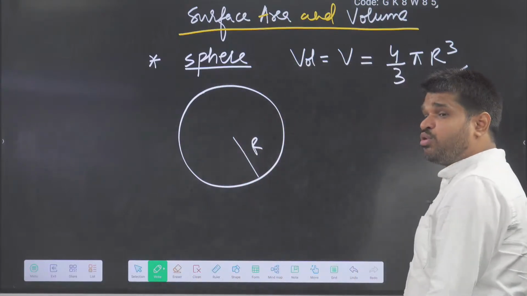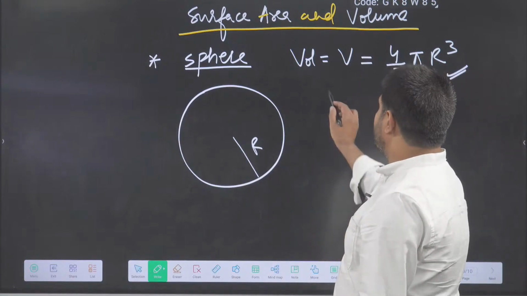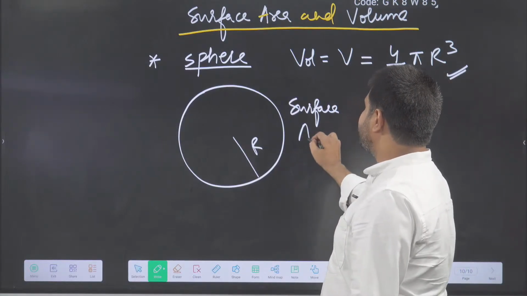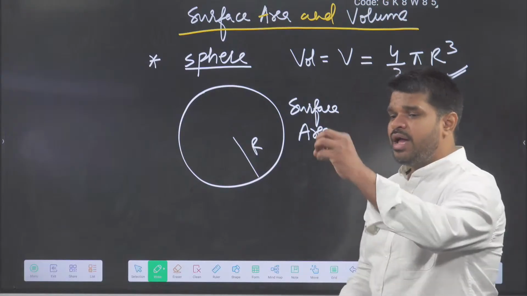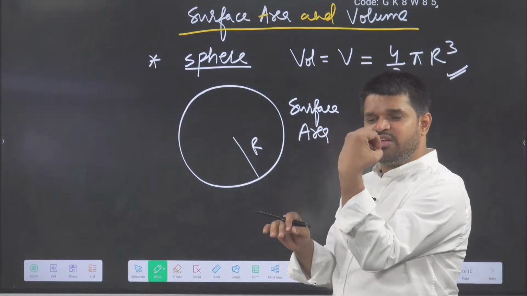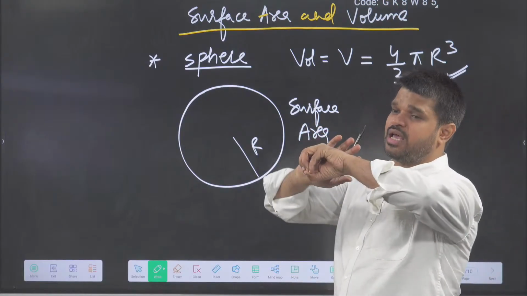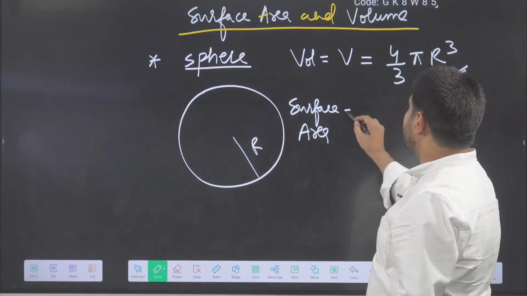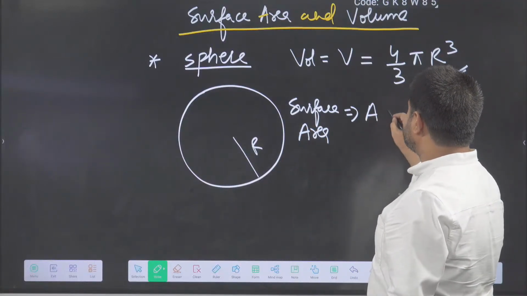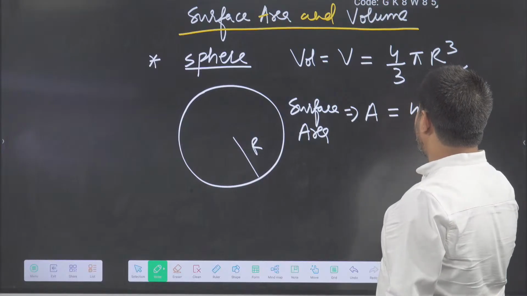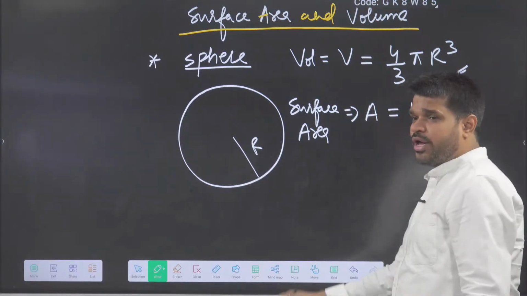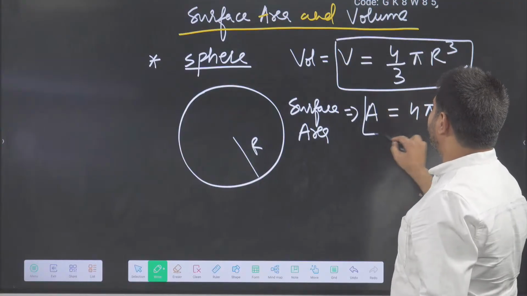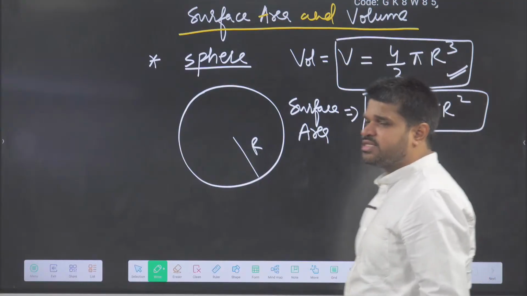Okay, one question, later on. Surface area. The surface of the sphere which is visible to you is the surface. I am talking about its area. Surface area A is given by 4 pi R squared. So the formula of volume is this, and the formula of surface area is this.